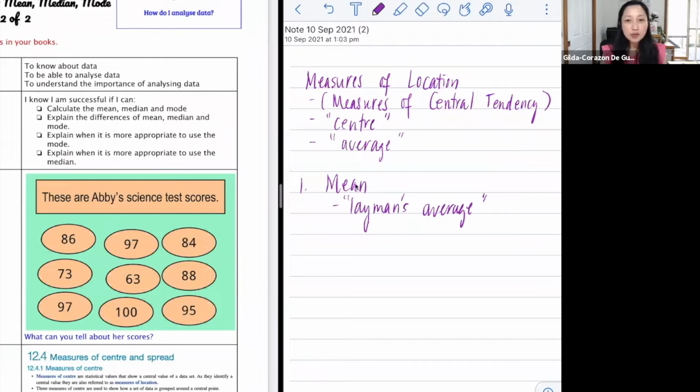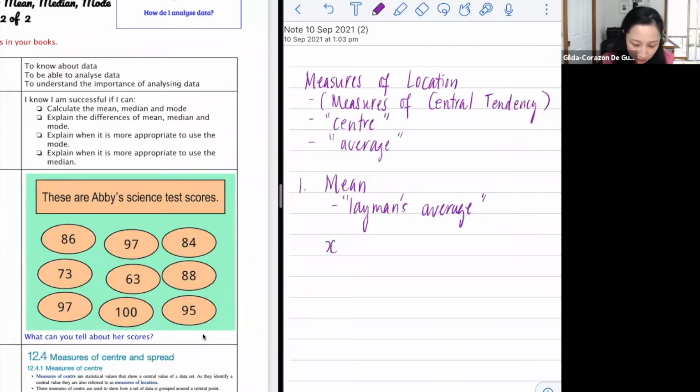And when we say mean, that is actually the most popular average. That's why it's called the layman's average, right? Because everyone else knows how to get the average. What they do is they add the scores, they divide by the number of scores that they added. Can anyone get a calculator for me and figure out for us what would be Abby's average or mean?